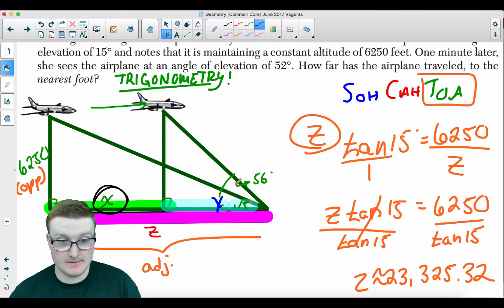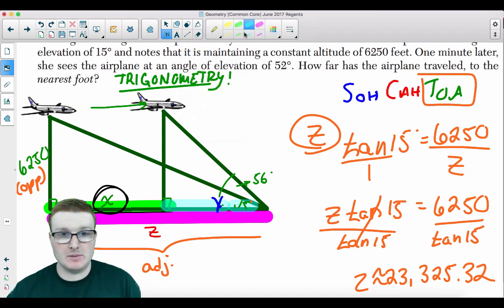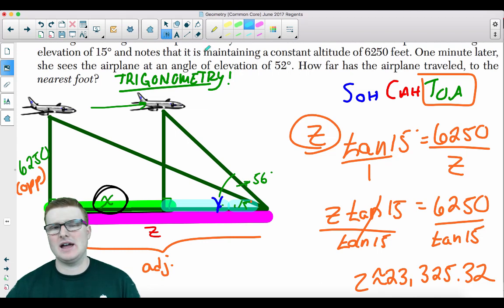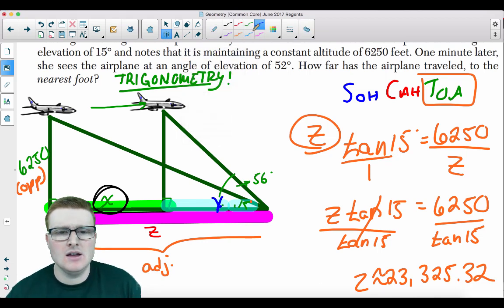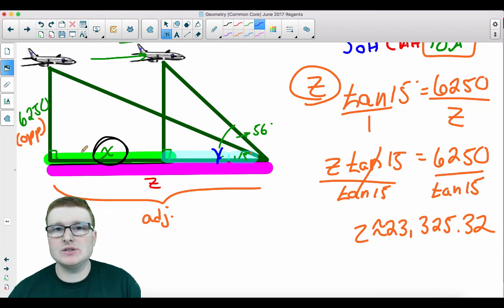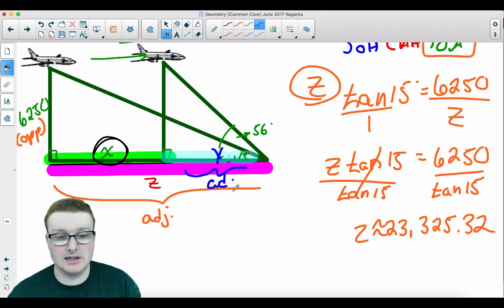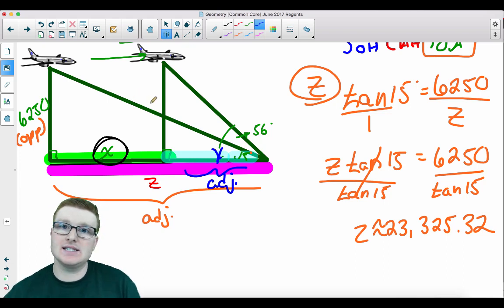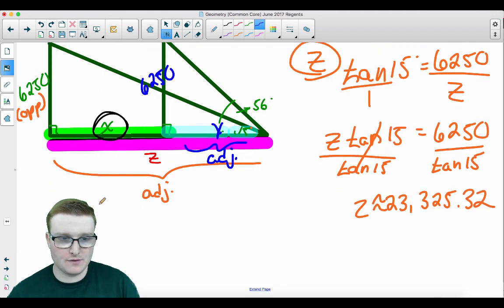All right, so let's go ahead and do that. Sorry for my sloppy handwriting and my highlighting business. That's not working right. I don't know why that's not working. Whatever. All right, so again, we're using tangent, opposite, adjacent. Adjacent side is actually this now, the little guy. And this side is still 6,250 feet because it's maintaining its altitude. Okay, so let's go ahead and solve for y.